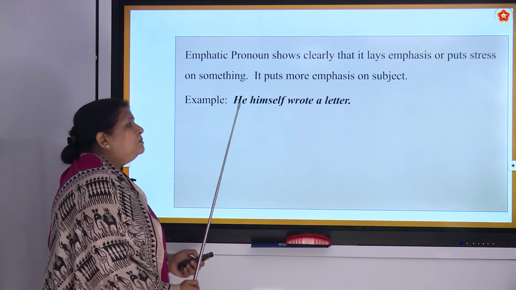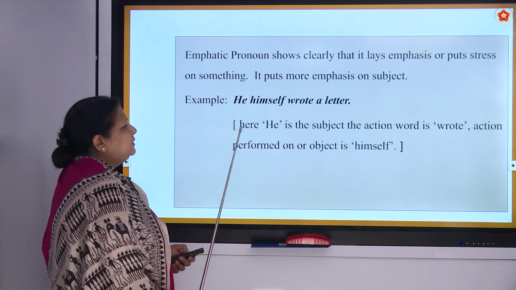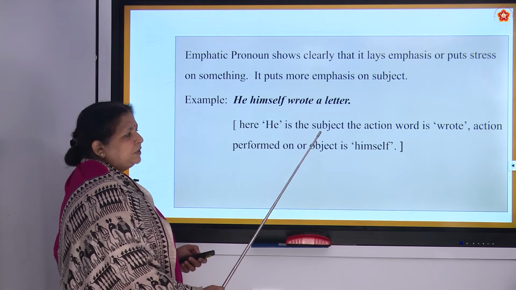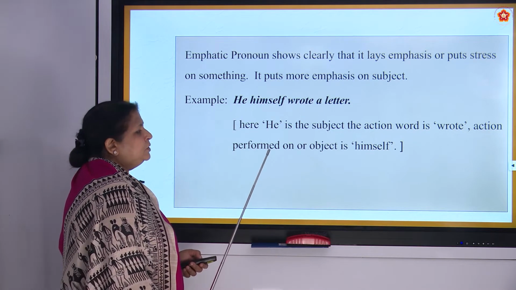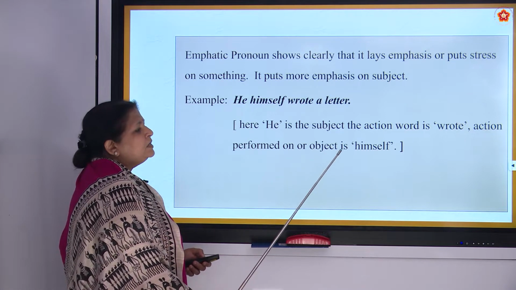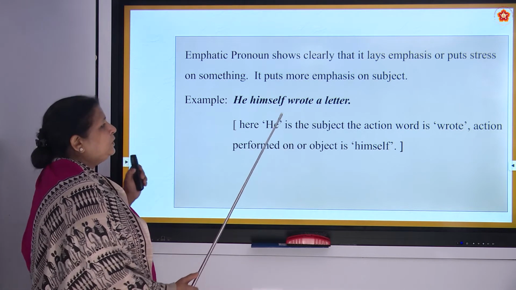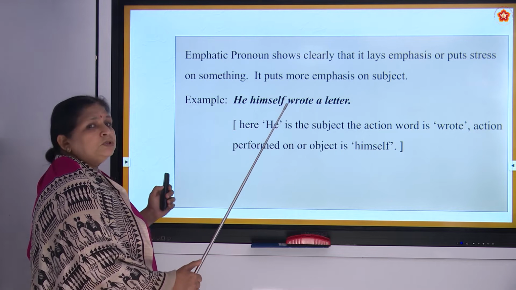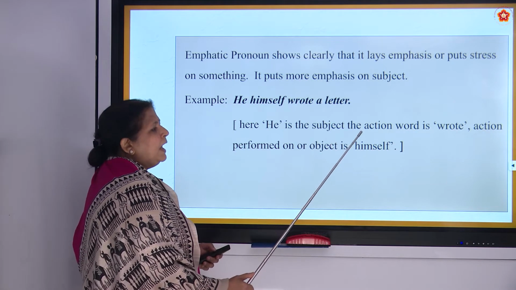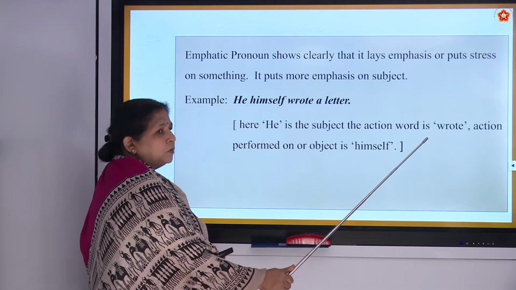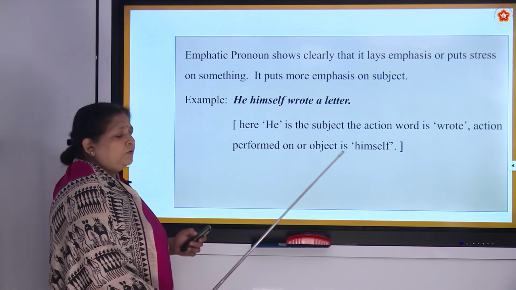Example: he himself wrote a letter. Here, he is the subject and the action word is wrote. The action performed on, or the object, is himself. So, he himself wrote a letter.